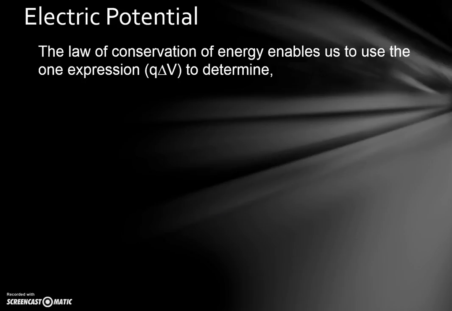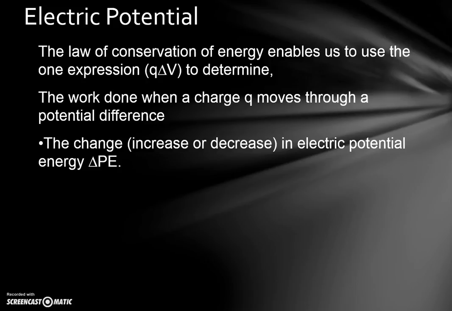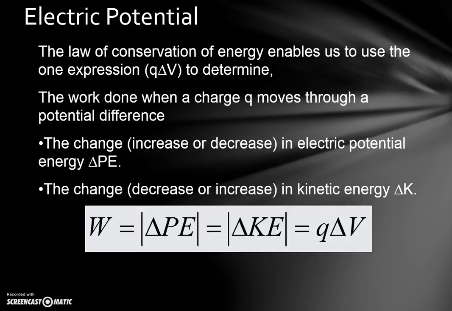Now, the law of conservation of energy we've had a look at before. We know that we can't create or destroy energy, and whatever energy is lost has to be gained somewhere else. So we can figure out the work done when a charge moves through a potential difference. We've got the change, or increase or decrease, in electrical potential is delta PE, and the change, or increase or decrease, of kinetic energy is delta K.